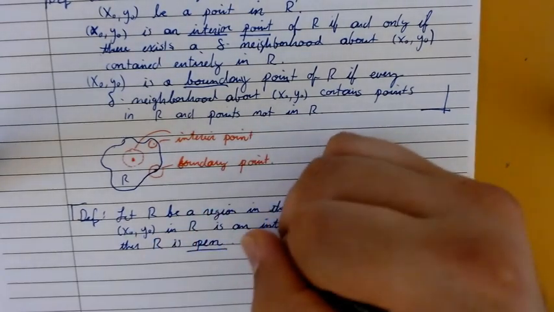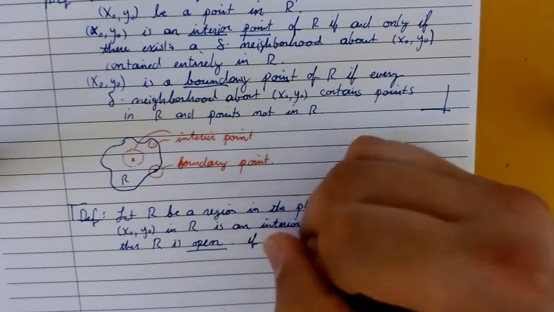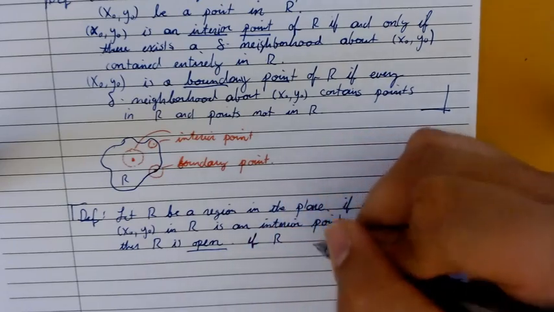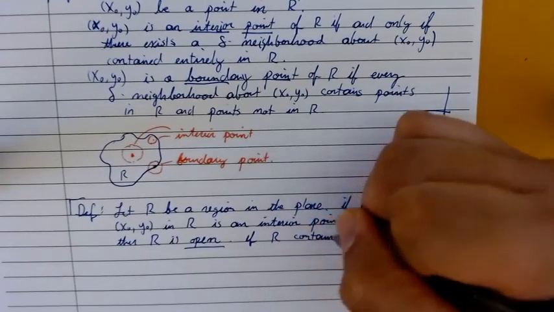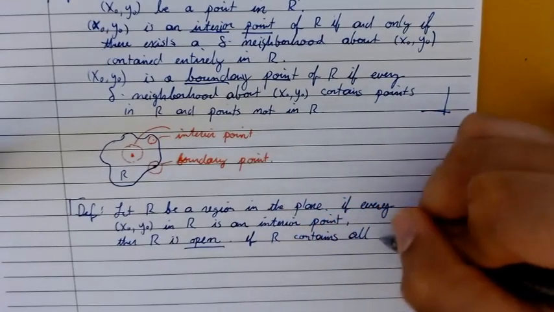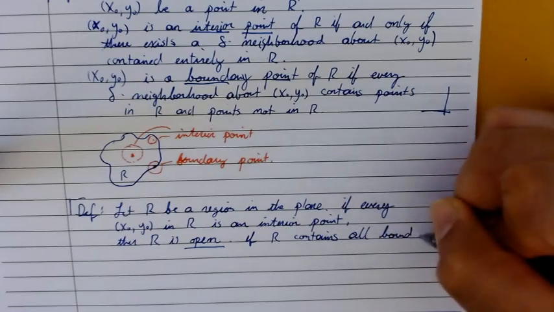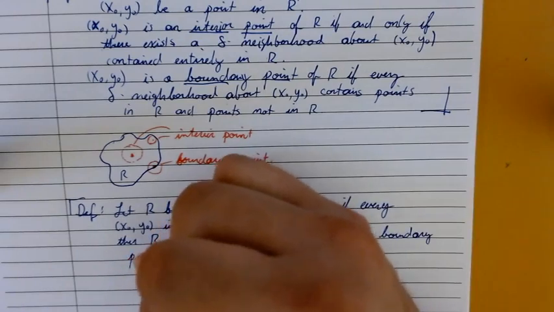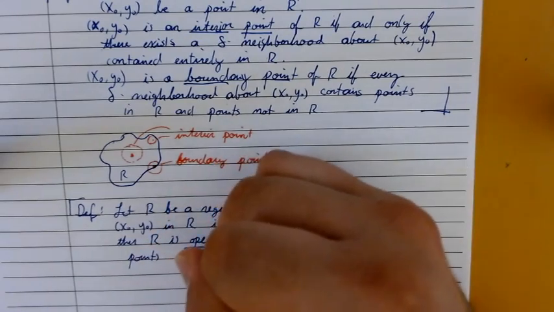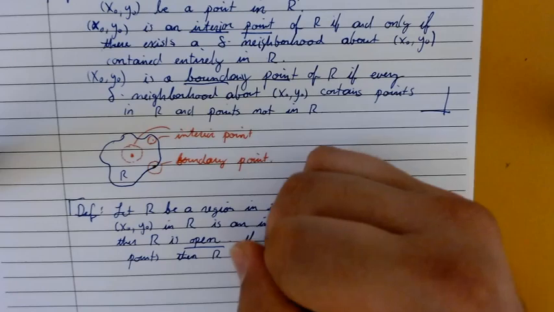If R contains all of its boundary points, then R is said to be closed.